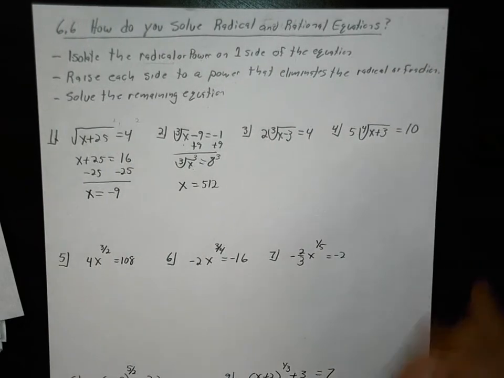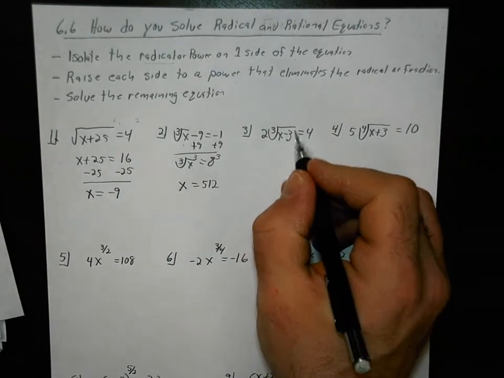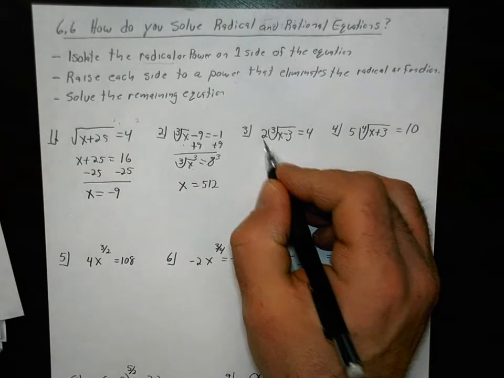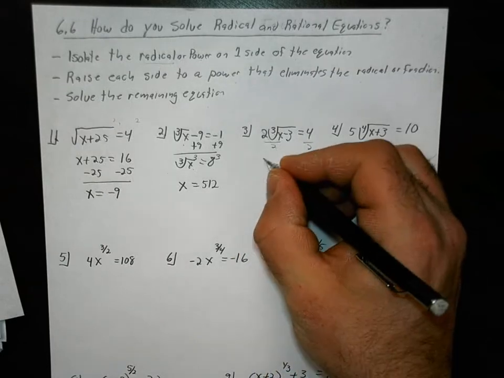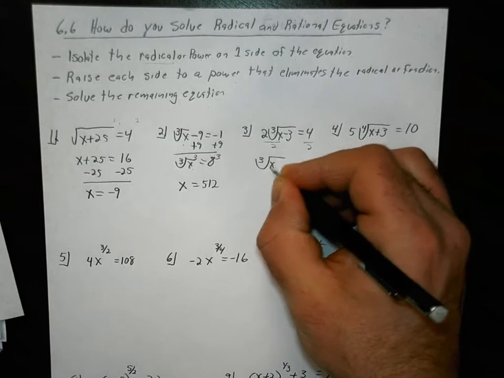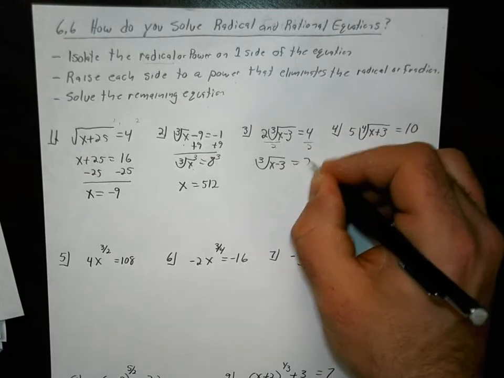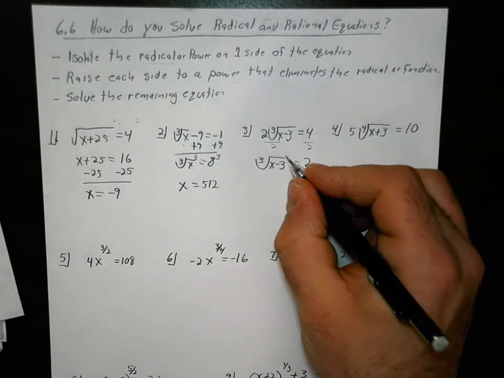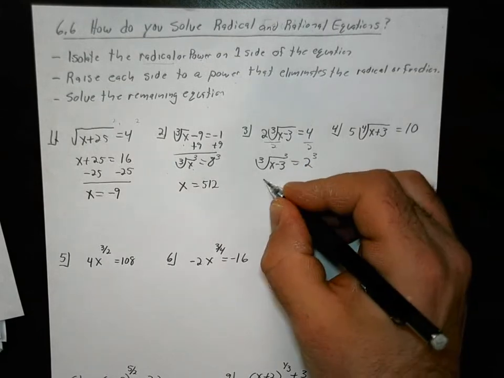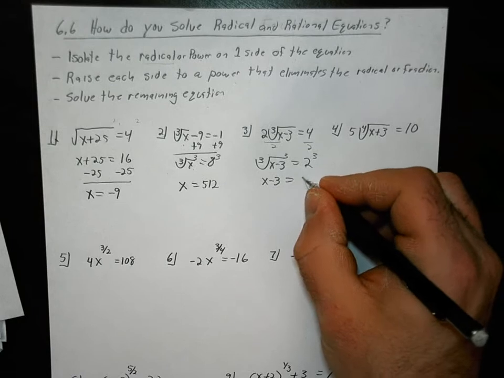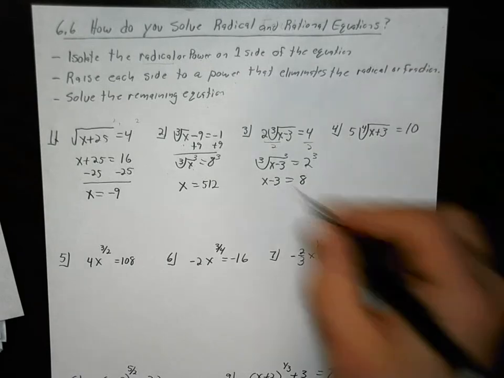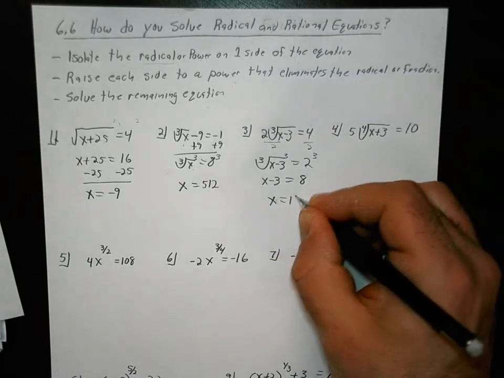Number 3. Now before I do anything, I have to isolate the cube root, so I have to get rid of the 2. So I divide both sides by 2. That's going to get rid of that. 4 divided by 2 is 2. Now I can cube both sides. That leaves the x minus 3 here. 2 cubed is 2 times 2 times 2, which is 8. And then I simply add 3 to both sides, and I get 11.